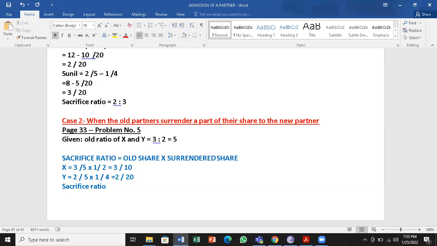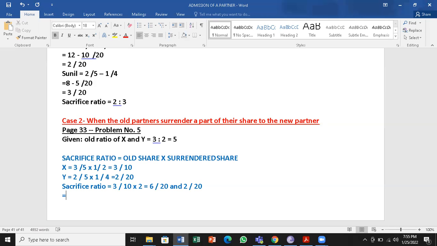So which way shall I do that? We'll multiply 10 into 2. Okay, that's fine. Then it is going to be 3 into 10 multiplied by 2. That will be 6 by 20. Correct? Yes, sir. And 2 by 20.